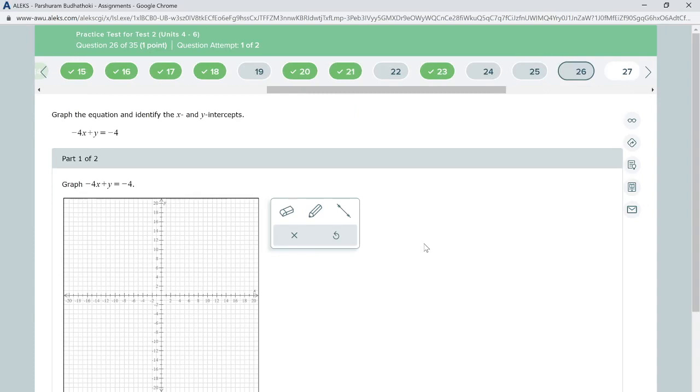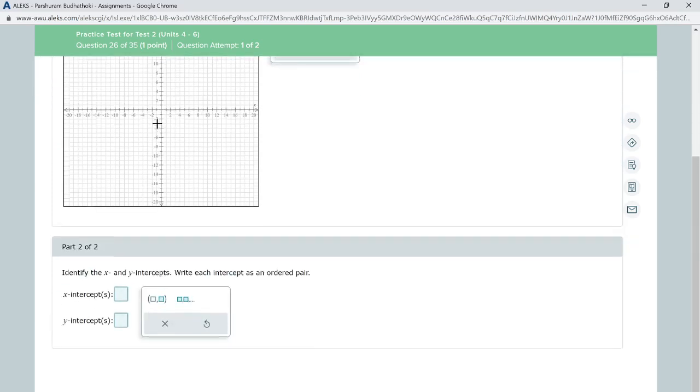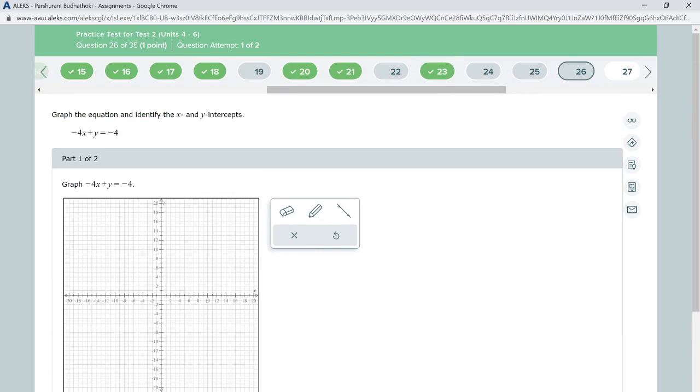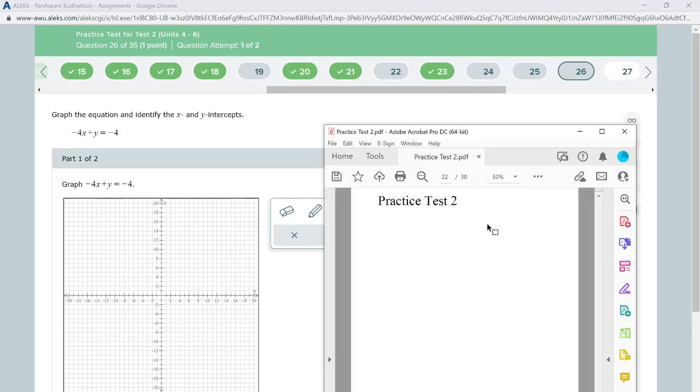Graph the equation and identify the x and y intercepts. So there are 2 ways you can go. You can graph the equation, but to plot the graph you need the points. So you find the x and y intercepts first and then plot the graph. Or you can plot the graph first by using some other method and then find the x and y intercepts. But I always use x and y intercepts whenever it's possible to plot the graph, because they are easy points to find.